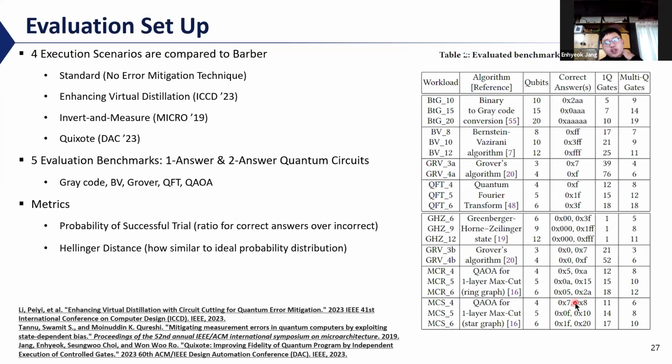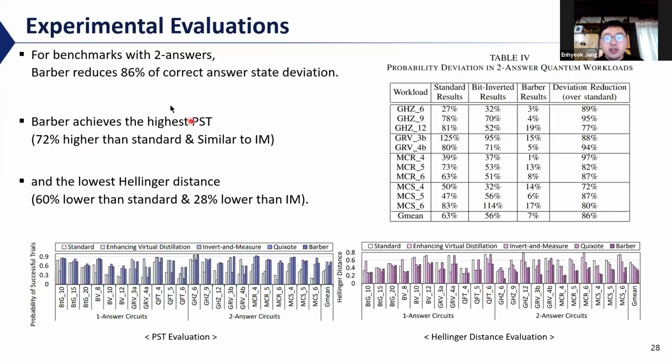In this case, we evaluate many quantum benchmarks, and we compare with the state-of-the-art quantum error mitigation methods, including virtual distillation, invert and measure, and Quixote. Quixote is actually our lab's work.